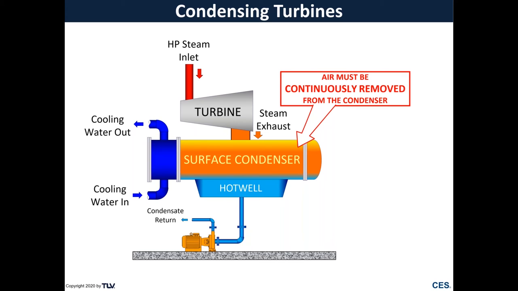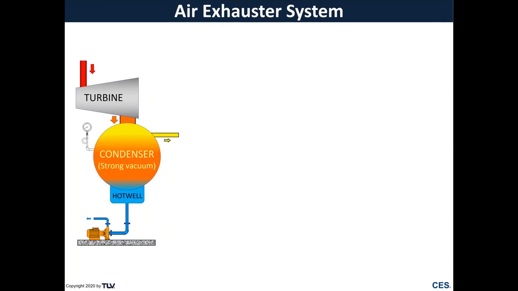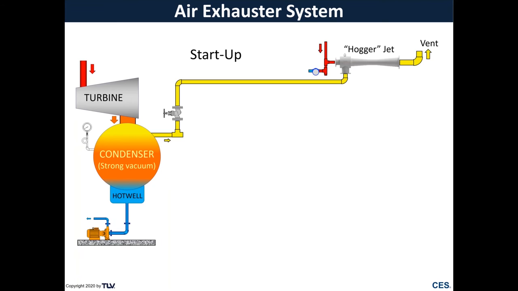In order to create and maintain a strong vacuum pressure in the condenser, air must be initially and continuously removed from this condenser. In order to accomplish this, an air exhauster system must be utilized. Now, the air exhauster system is essentially comprised of a two-step process. The startup phase, where initial air is removed using a large capacity steam ejector called the hogger jet, discharging motive steam and air to atmosphere.